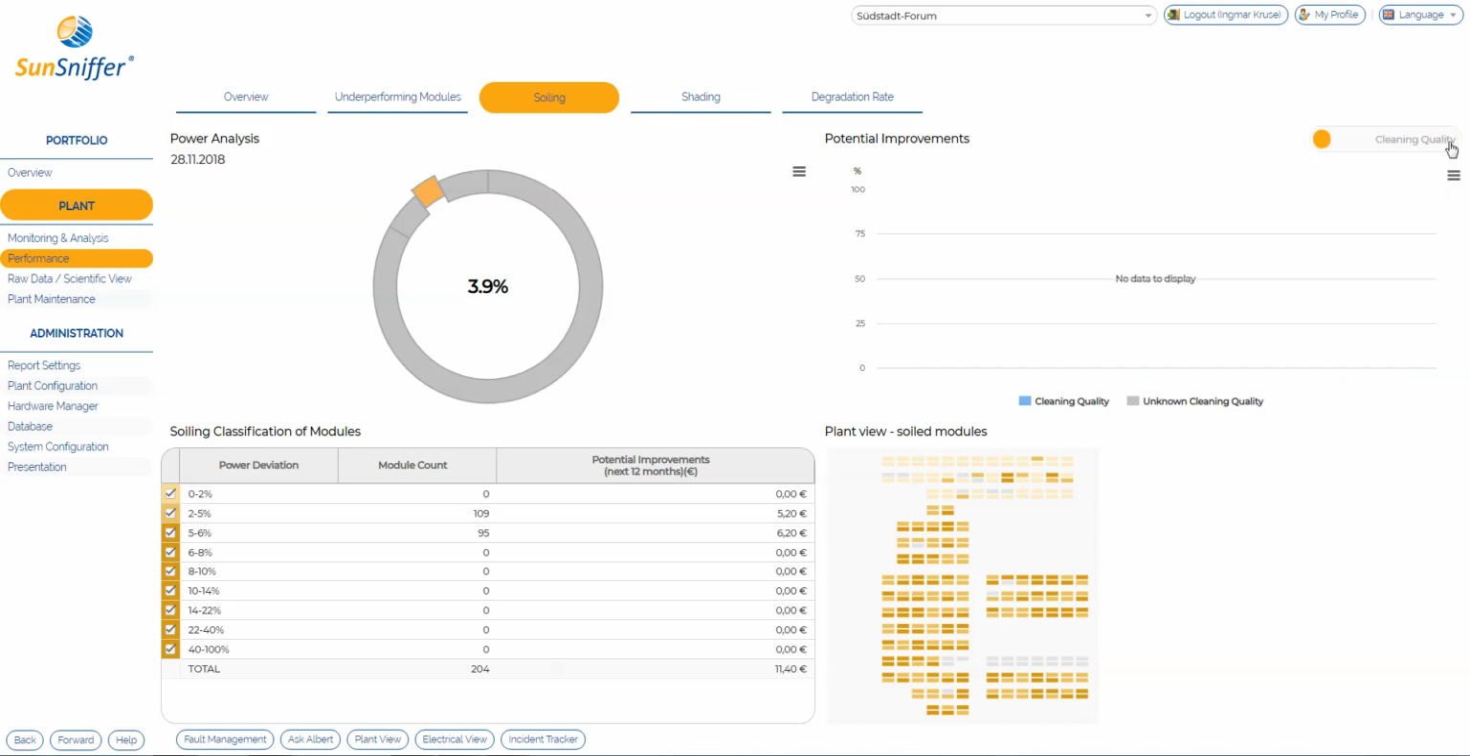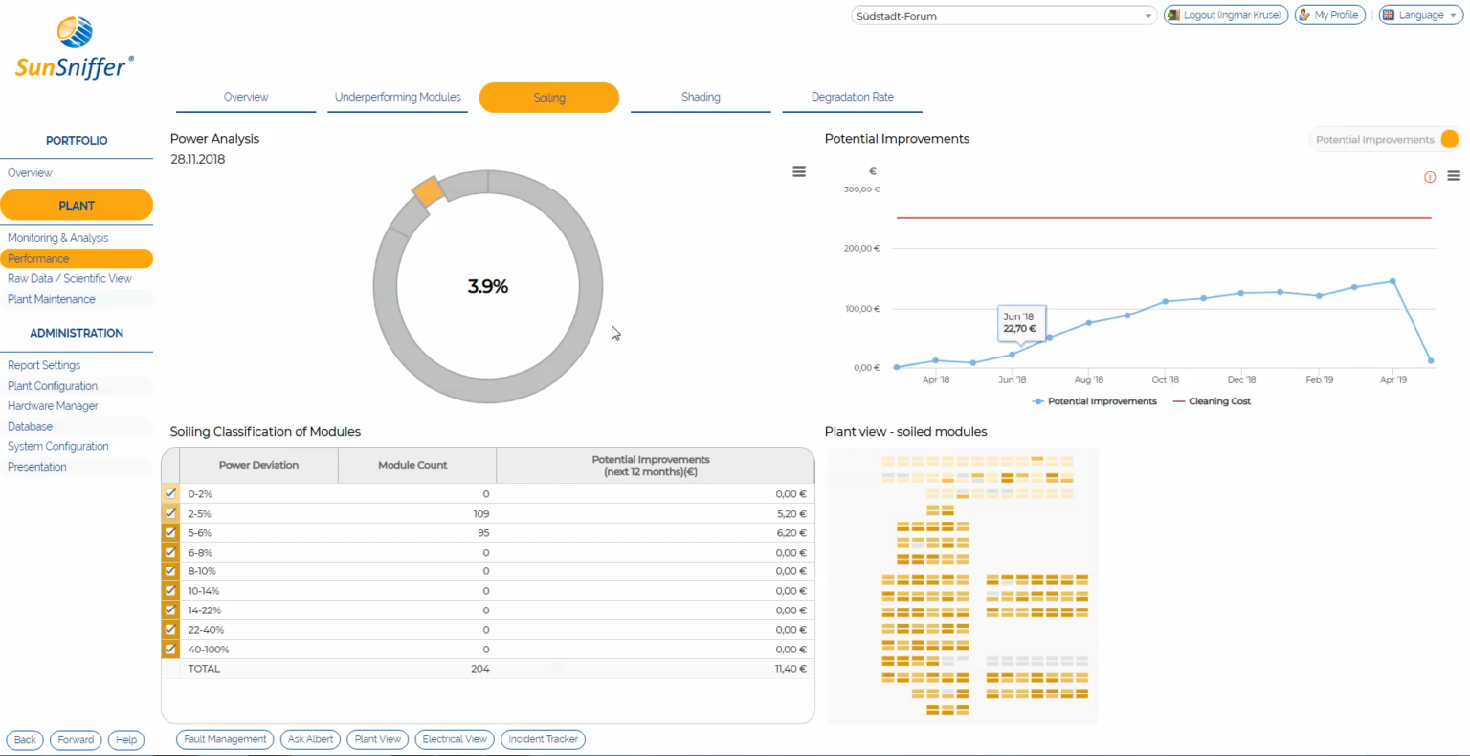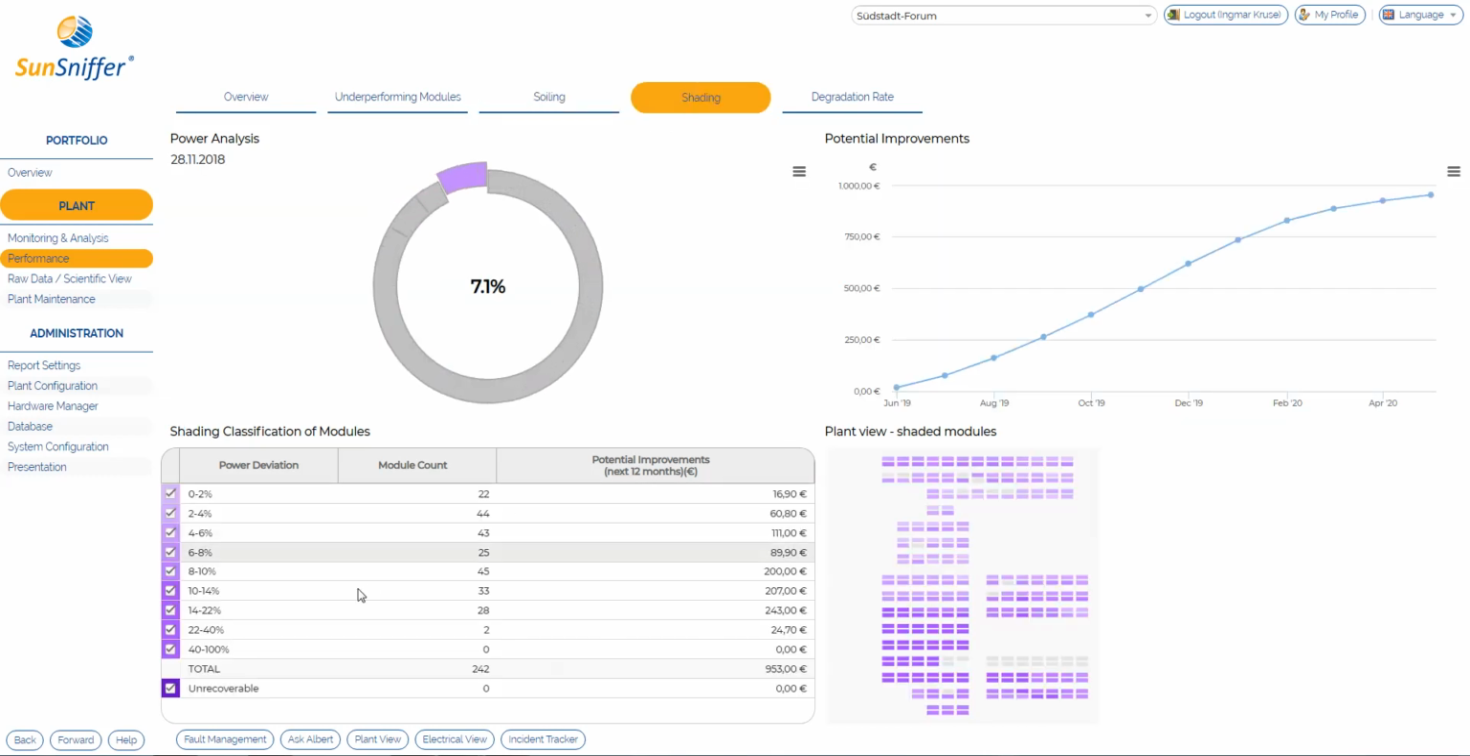And in parallel, there's no data now because we didn't do any cleaning. We would show you when it was cleaned and how good the cleaning job was, because we see what the efficiency was, 60, 80, 100%. We see this very nicely in this presentation. Same for shading. We differentiate between recoverable and unrecoverable.